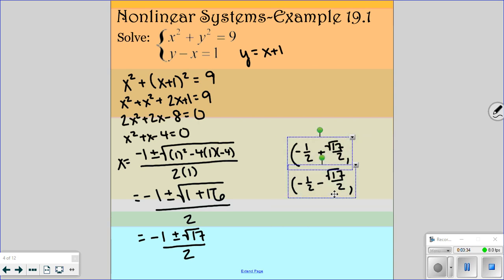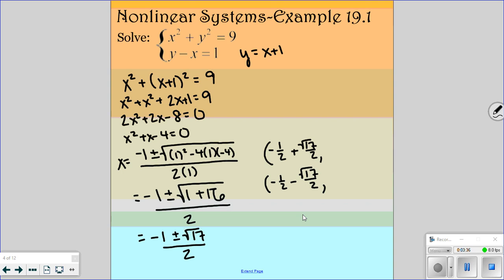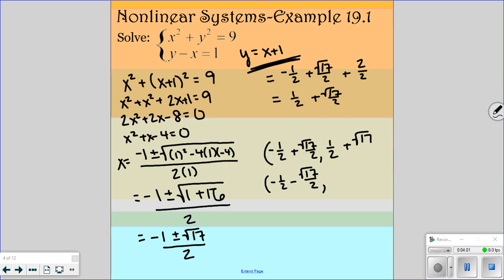Now we're going to have to find our y values. So the way that you find your y values is to plug into this equation here. So negative 1/2 plus the square root of 17 over 2, plus 1, which is the same thing as 2 over 2. So we can only combine the negative 1/2 and the 2 over 2, to make a positive 1/2 plus the square root of 17 over 2. So that would be your y value for the first one.